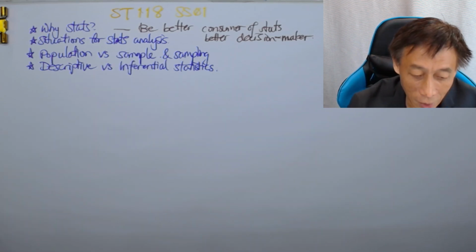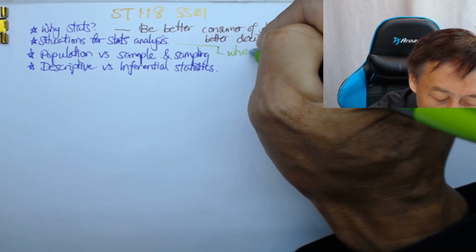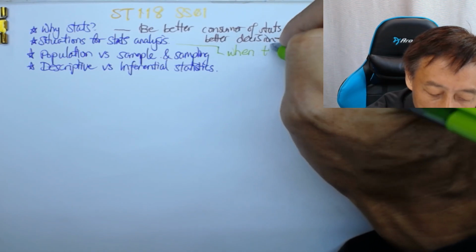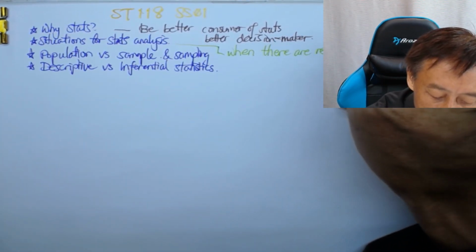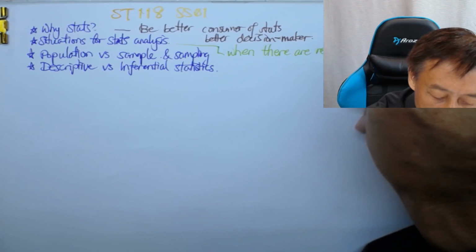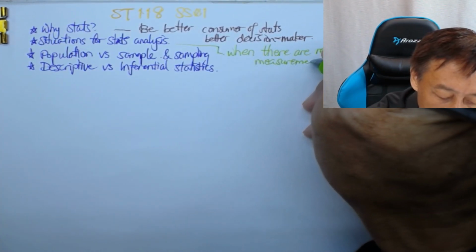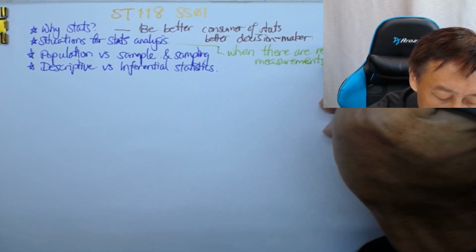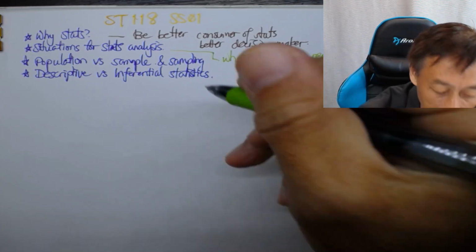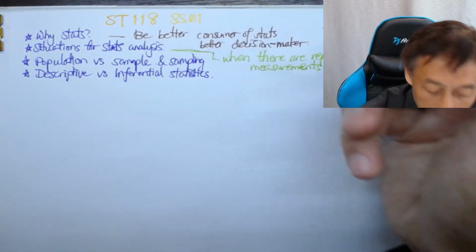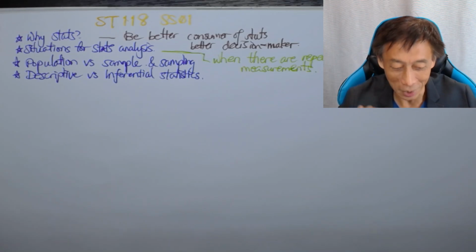Let me choose a different color. So whenever there are many repeated measurements. Essentially, all right. Essentially. So of course, I don't want to keep writing and writing. That will mess up the whole whiteboard, quote and unquote.